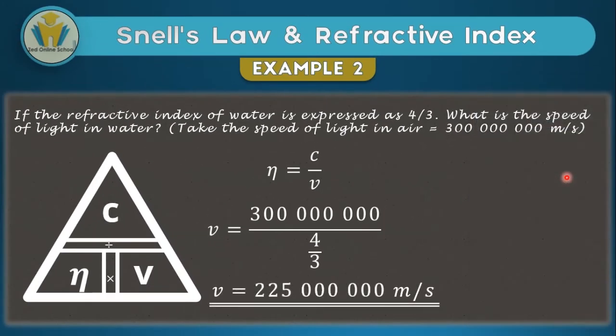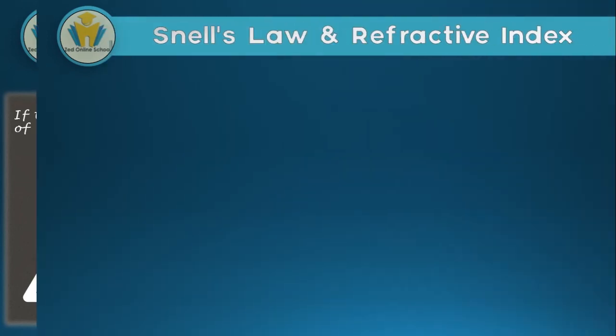Therefore, the velocity of light in water is 225 million meters per second. And now let's look at the third example.